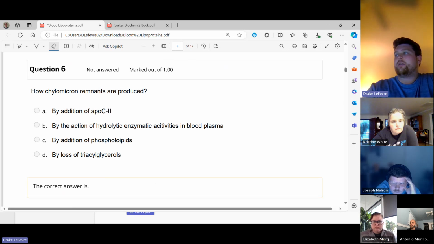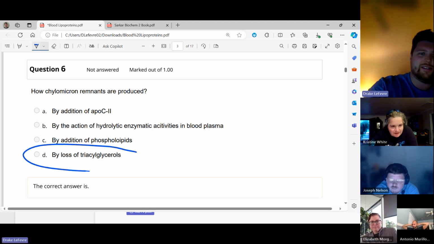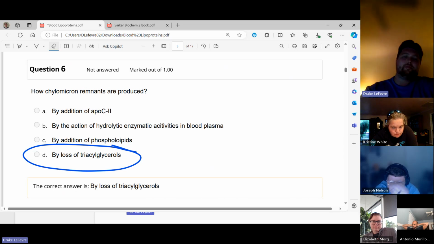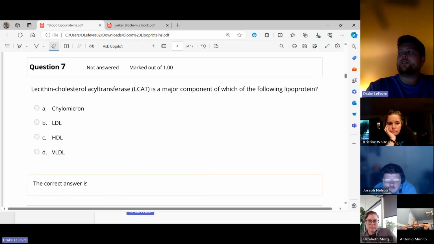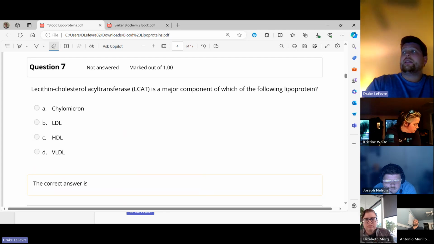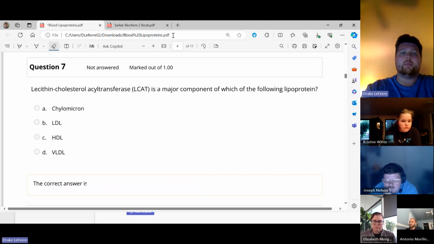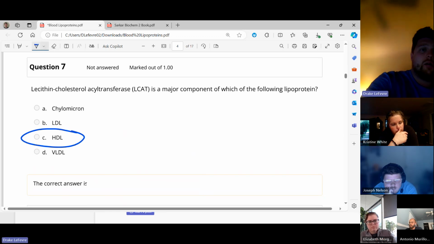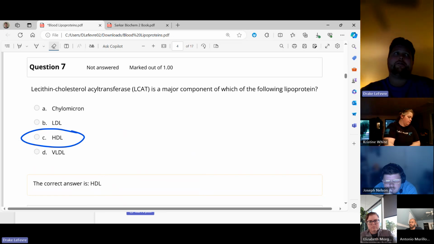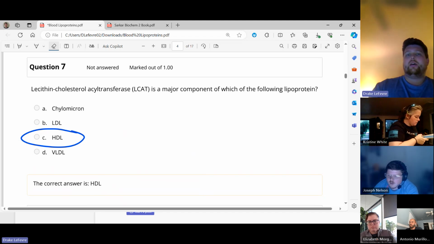How are chylomicron remnants produced? Same question, by loss of triacylglycerols. Yep. By loss of triacylglycerols or triglycerides, you can say either one. Okay, now we start to see some enzymes. Lecithin cholesterol acyltransferase, also known as LCAT, is a major component of which of the following lipoproteins? HDL. Yep, this one is going to be HDL. Again, rather than figuring this one out, this is more of just the memorization question of where this enzyme is located.